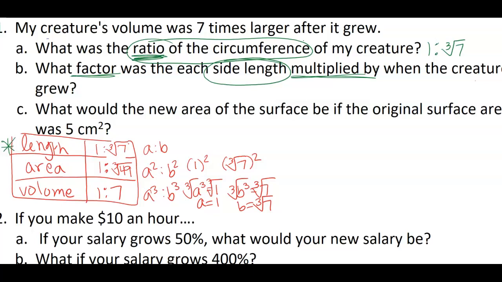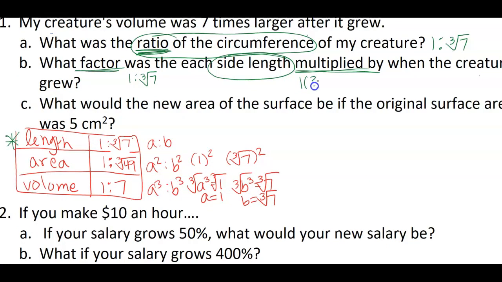So I know the ratio was 1 to the cube root of 7, but that's not the answer. The answer is, how did 1 turn into the cube root of 7 by either multiplication or division? So 1 multiplied by what mystery number made the cube root of 7? So like 1 times what makes cube root of 7? The cube root of 7, because you would just be dividing both sides by 1.